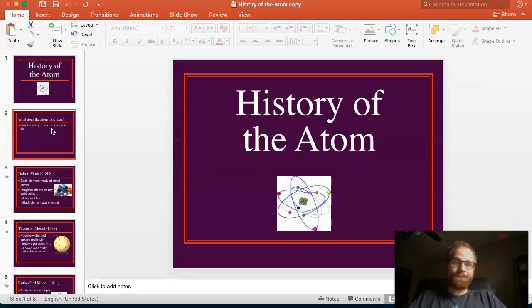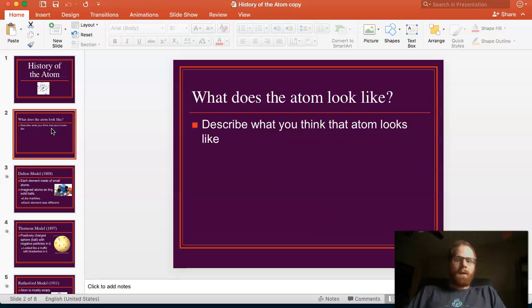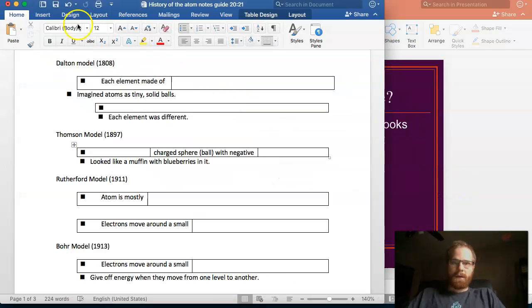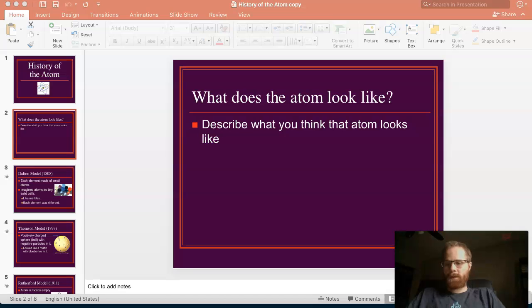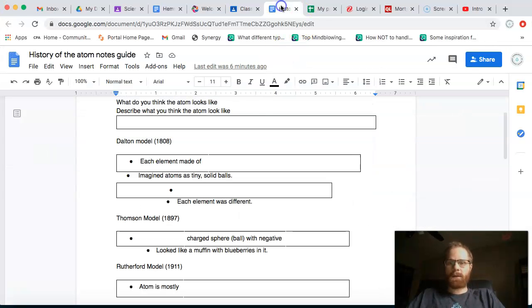Okay, let's get into our lesson. What does the atom look like? Real quick, I'd like you guys to just assess yourselves. What do you think the atom looks like? In the first box in our notes guide, go ahead and just give me one or two sentences describing what you think the atom looks like.